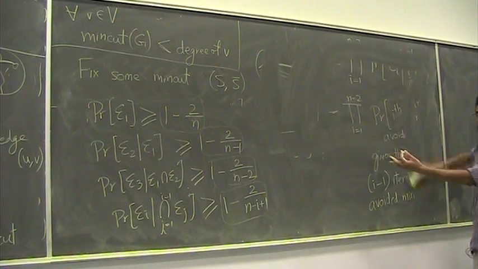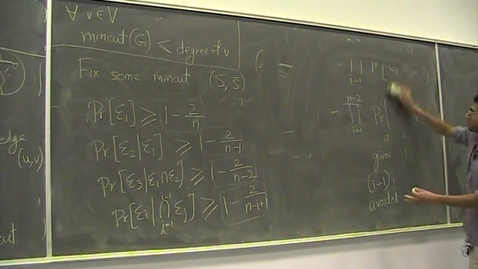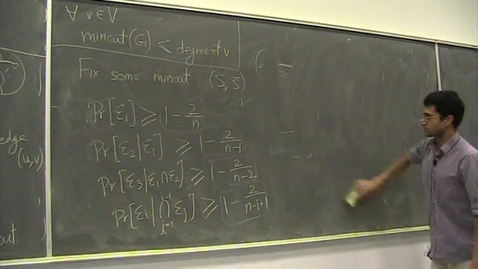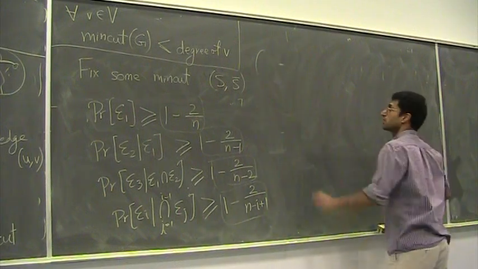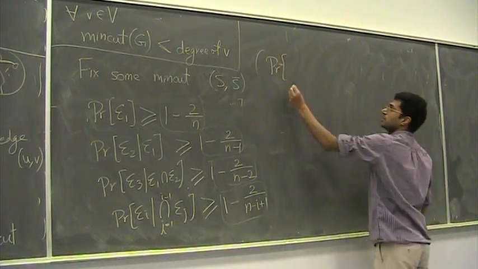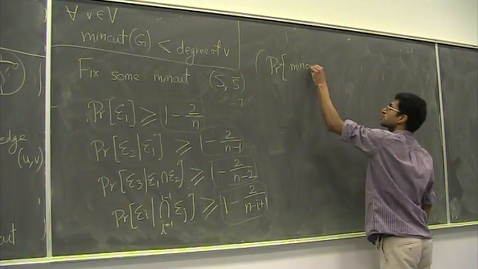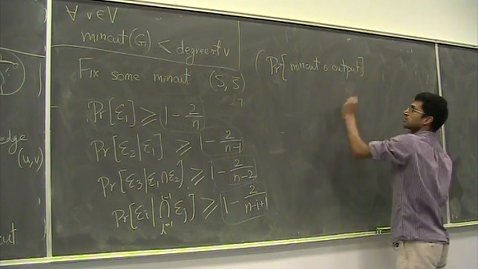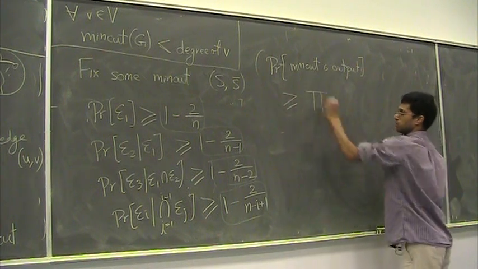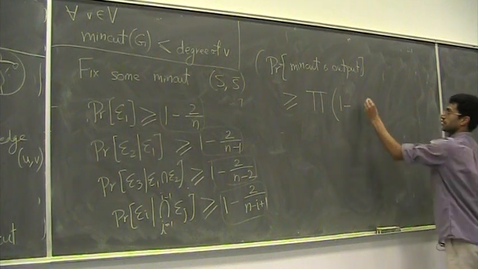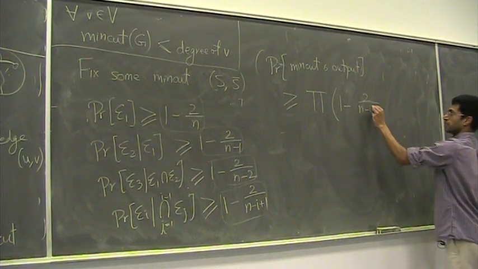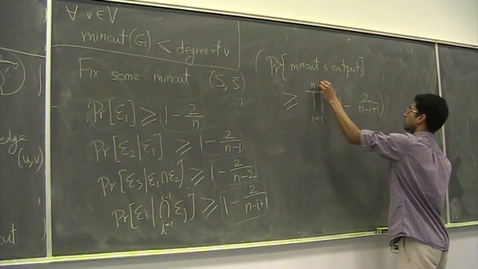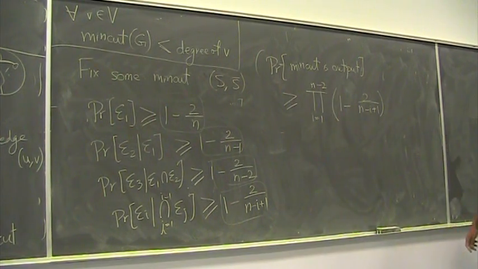But now you're going to say, okay, but how am I going to multiply all of these? And then we'll come to the next magic trick. Okay, so the probability that a min cut is output is at least the product of 1 minus 2 divided by n minus i plus 1, where i is going from 1 up to n minus 2.